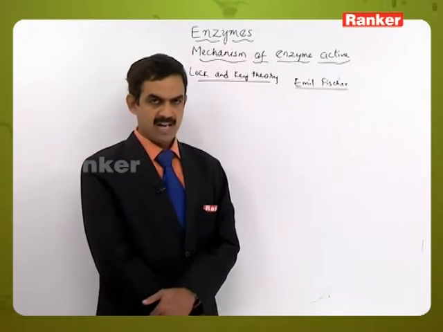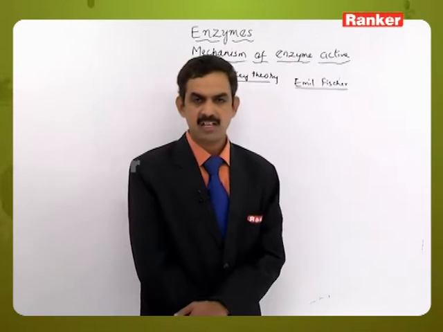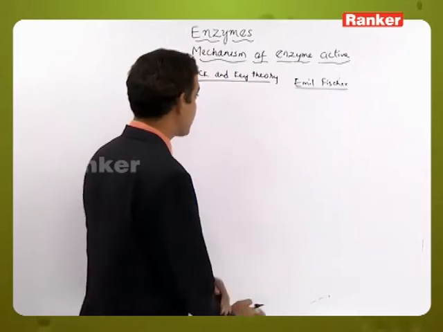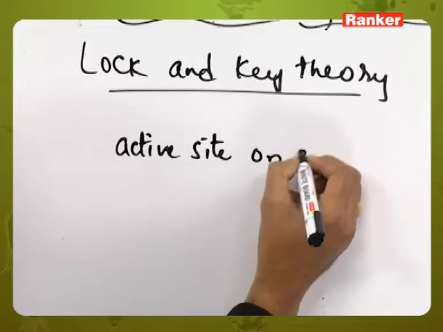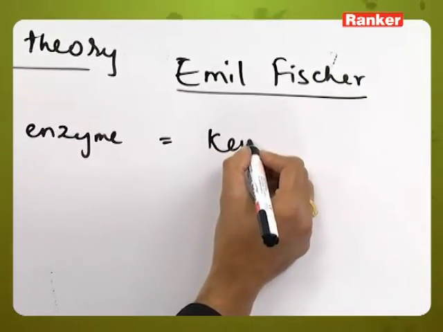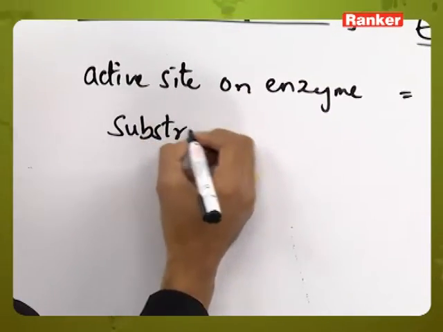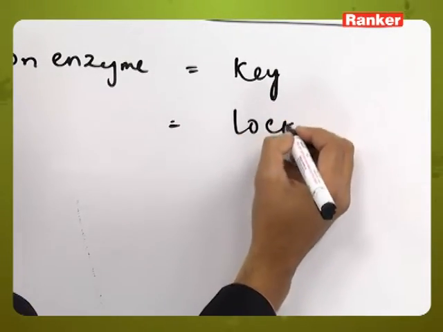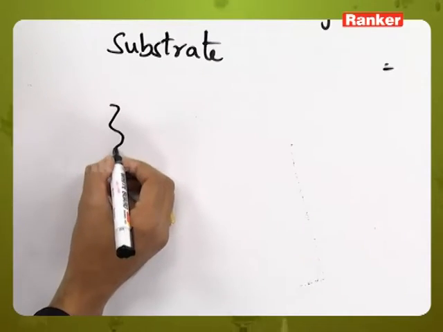According to this scientist, the specificity is related to a lock and key, that is, a particular key will open only the specific lock. The same concept is used here: the active site on the enzyme is equal to the key, and the substrate is equal to the lock.